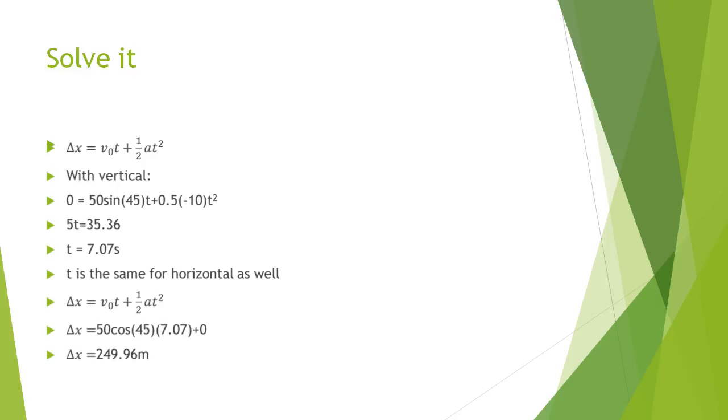Now we know that the time would be the same for horizontal, so we can plug this time back into the horizontal and fill in the information that we need to find delta x. So we could use the formula again, and we substitute 50 times cosine 45 degrees for the initial velocity, and the time, which is 7.07 seconds. Now, because acceleration is 0, we don't care about the half a t squared part, just to minimize the math. And in this case, our answer would be 249.96 meters.